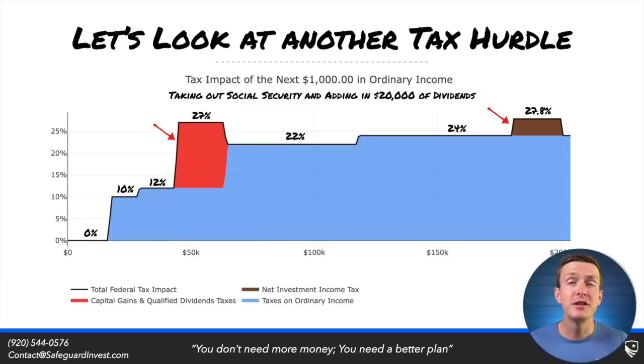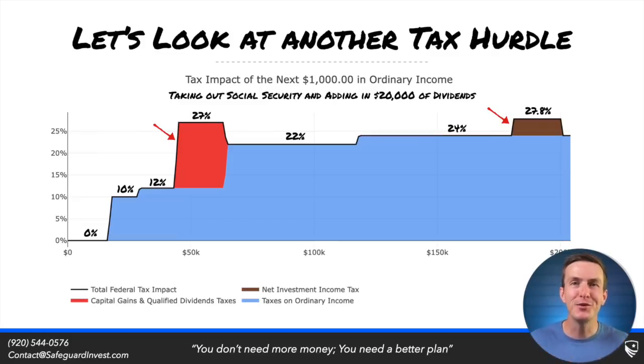Let's take a look at another simpler hurdle that trips up a lot of retirees. This is called the capital gain bump zone. Now we're going to take Social Security out of the equation for simplicity here and instead add in $20,000 of expected dividends throughout the year. These are qualified dividends, by the way. Once again, we see two marginal tax spikes on the graph, but what is causing this?